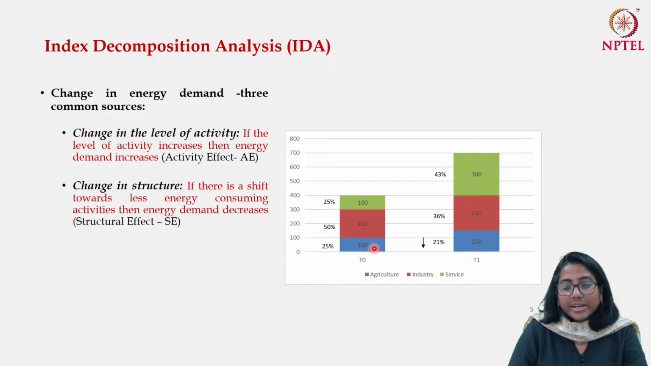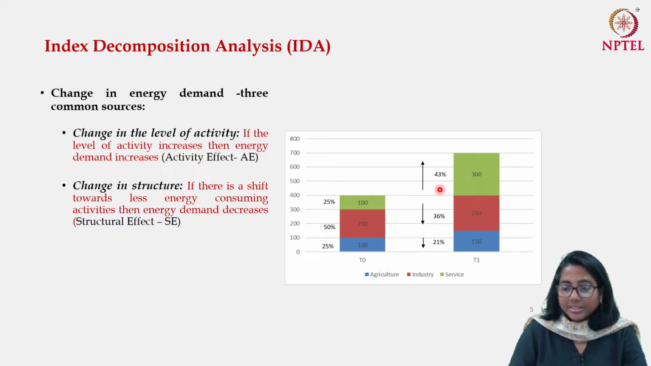Although you see the size of agricultural sector has gone up from 100 to 150, the contribution of the agricultural sector has come down to 21% from 25%. If you look at the industry sector, here also you can observe the same thing. So the size of the industrial production, that is the industrial contribution to GDP, was 200 at time period T0, that has increased to 250 in the current period. So the increase is from 200 to 250. However, the percentage contribution has come down from 50% to 36% of GDP from the industrial sector.